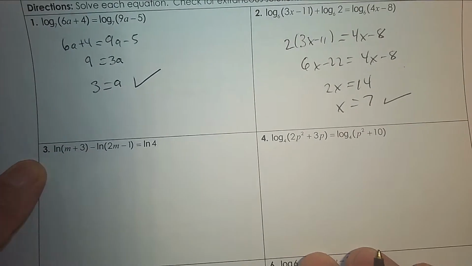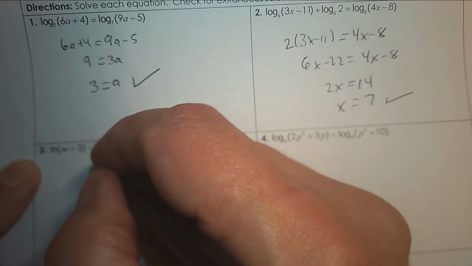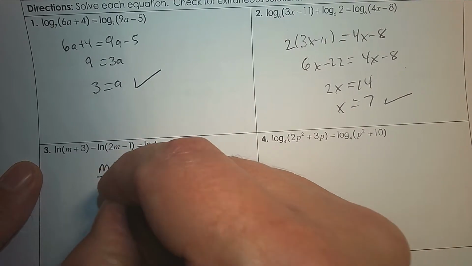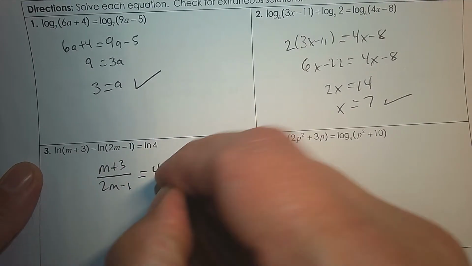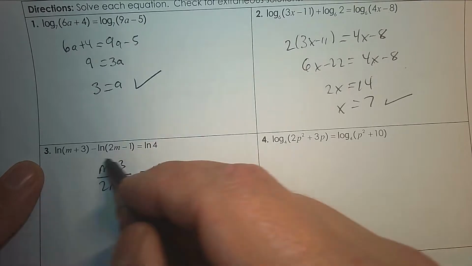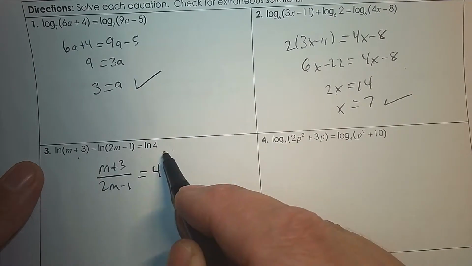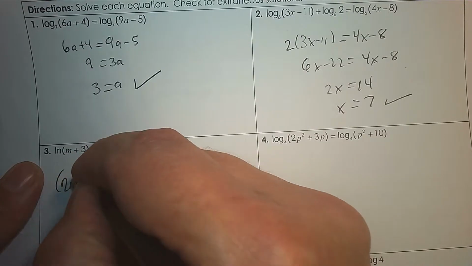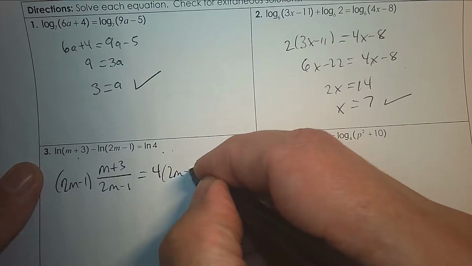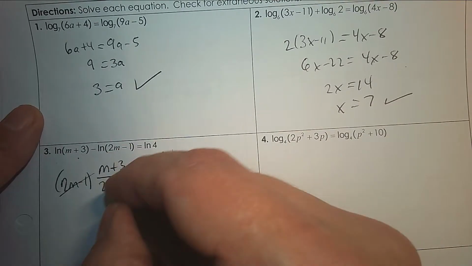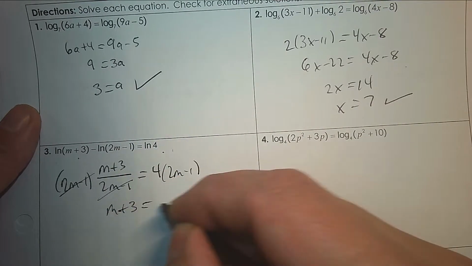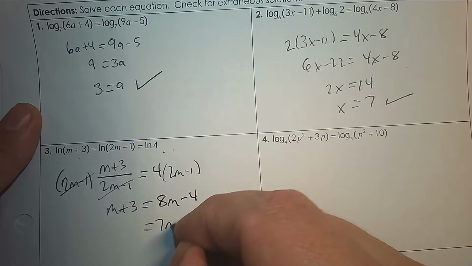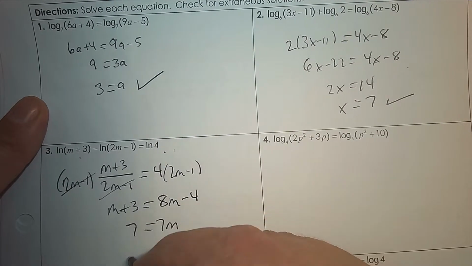Here we have ln, so when we're subtracting, we're dividing. So we have (m plus 3) divided by (2m minus 1), and that's equal to 4. So if they have all the same base, I'm just focused on what's inside. I'm going to multiply both sides here by 2m subtract 1. That leaves me with m plus 3 and 8m subtract 4. Combine like terms. Add 4 and you get the answer 1.